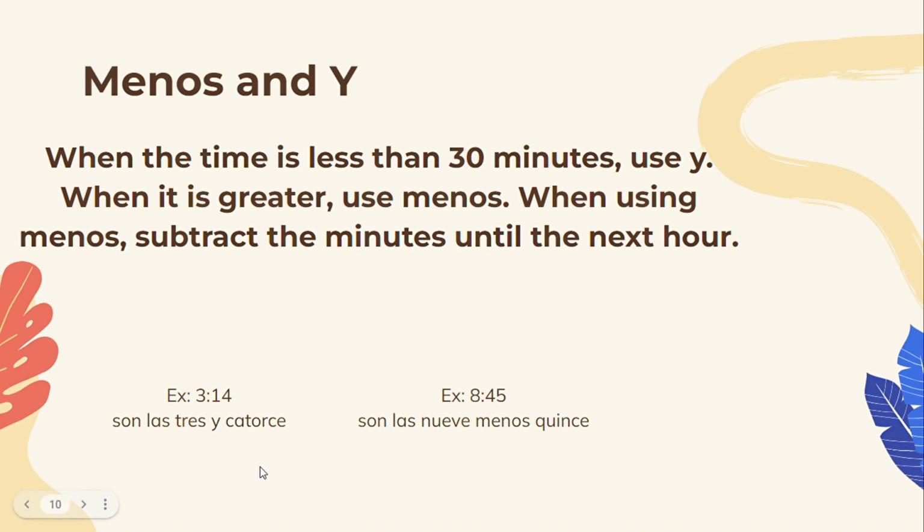So 3:14 is closer to the early part. 3:14 is less than 30. So it's going to be son las tres y catorce. Again, Y is just and.